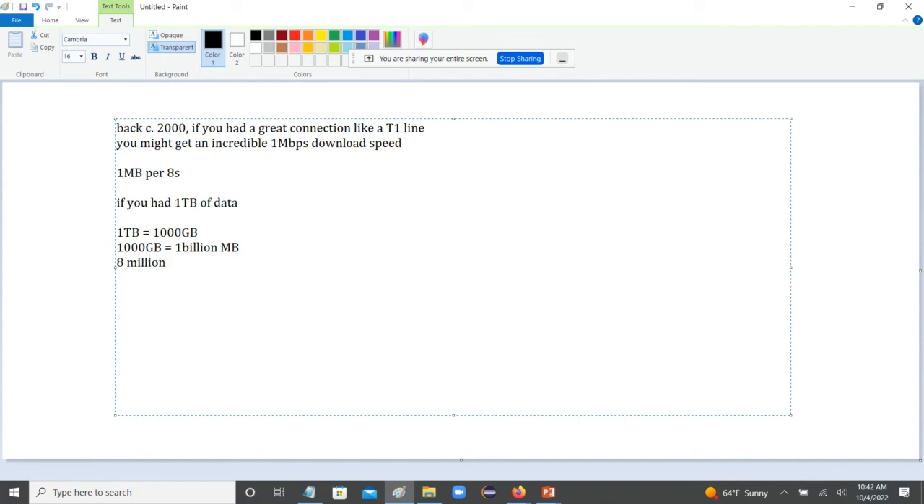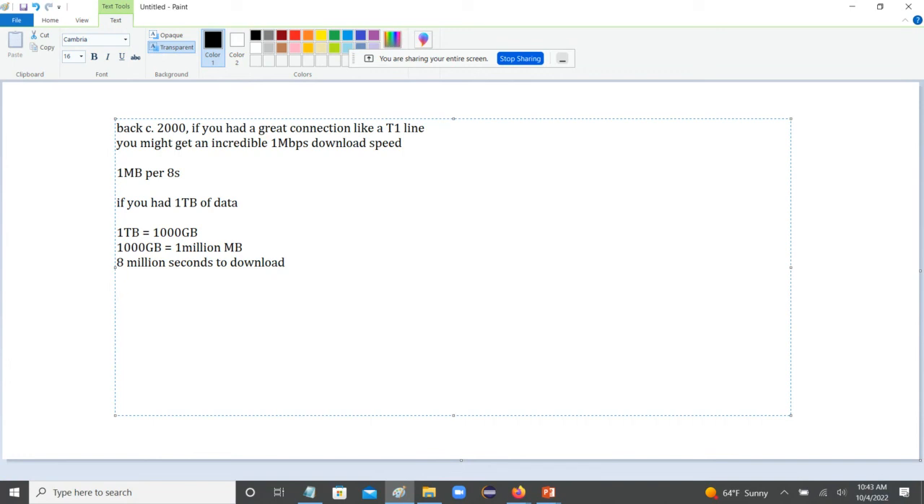Because you get one, yeah. No, I'm right. 1 million megabytes. Sorry, I can't do the math. 1 terabyte equals 1 million megabytes. I knew there was something off there. The numbers were too big. So it would take 8 million seconds to download on that one line.